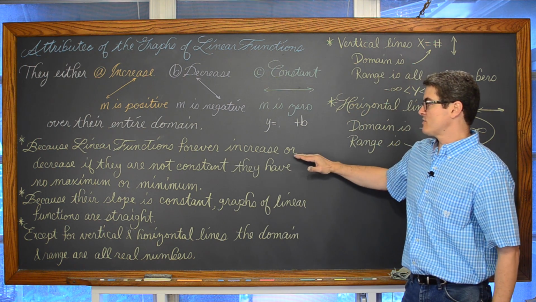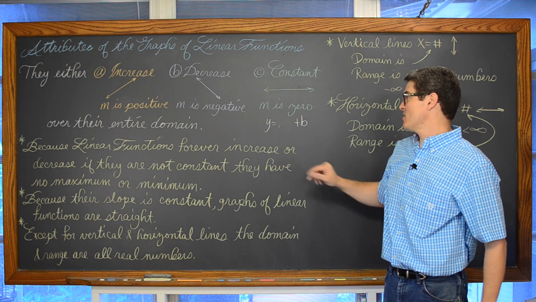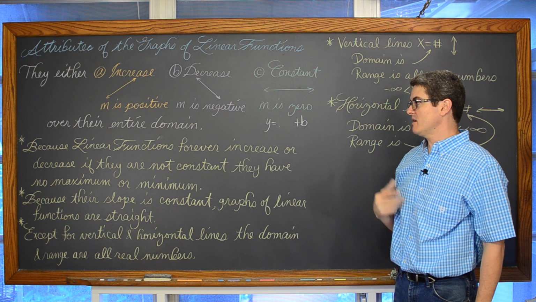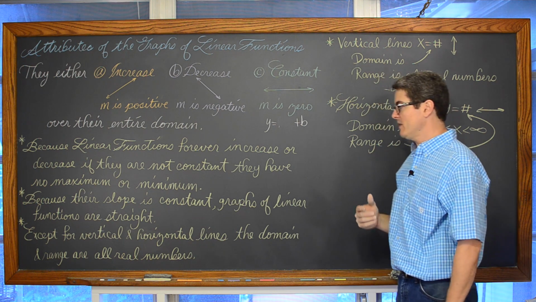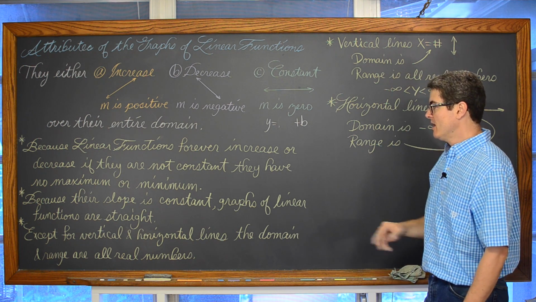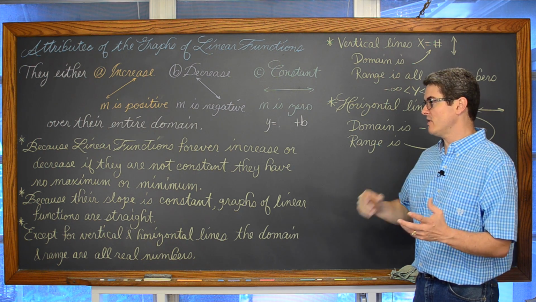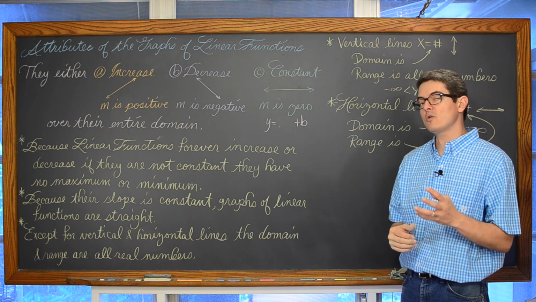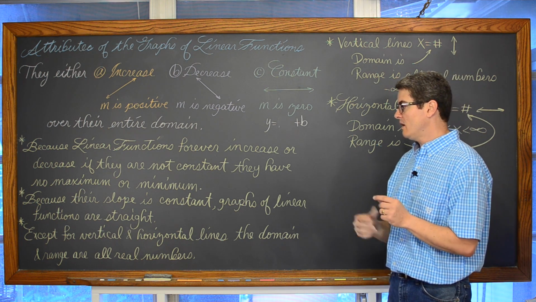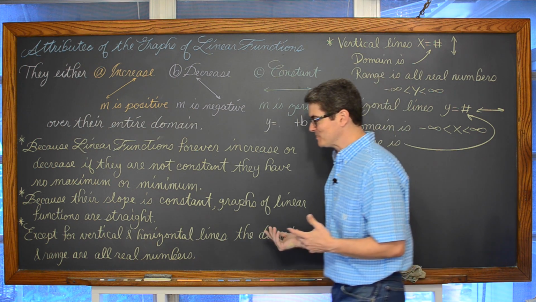Because linear functions forever either increase or decrease unless they're constant, linear functions do not have any kind of maximum or minimum, whether it's relative or absolute. Because our slope is constant, that's what is creating these graphs of linear functions. That's why they're straight. And except for vertical and horizontal lines, the domain and range are all real numbers for both.